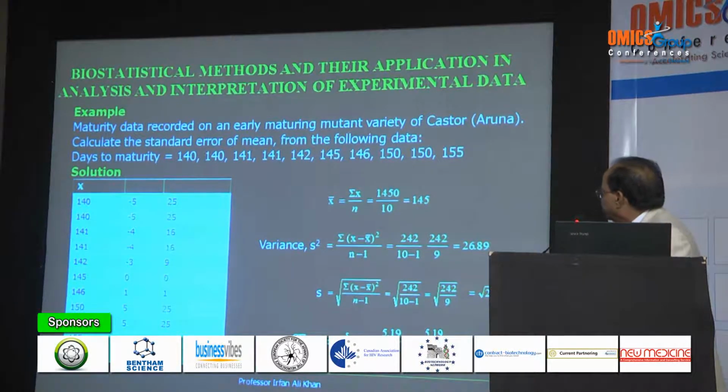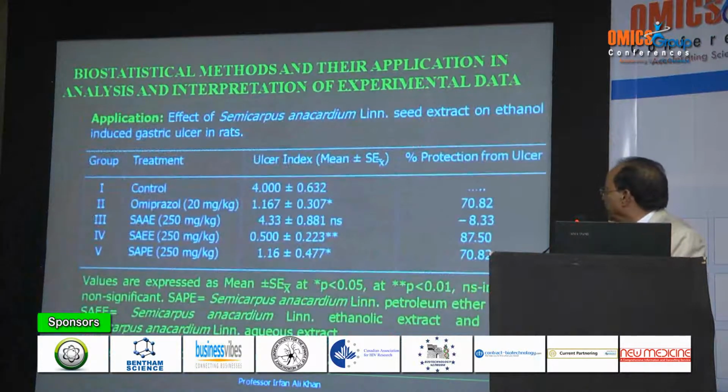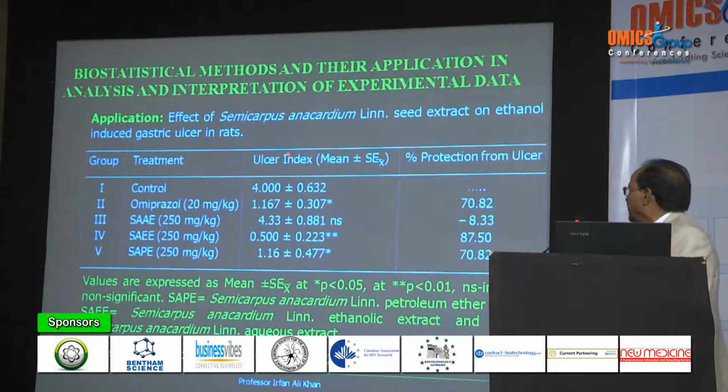You see here, when we talk about mean, variance, standard deviation and standard error of mean, we have already discussed these calculations. Now, we are very particular about the mean values. You just see the effect of Semecarpus anacardium linseed extract on ethanol-induced gastric ulcers in rats.